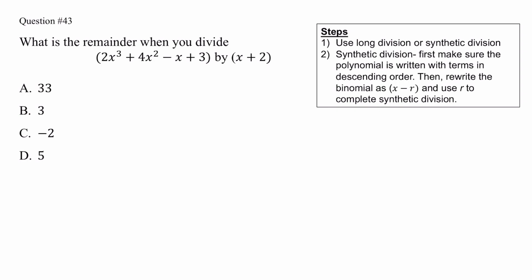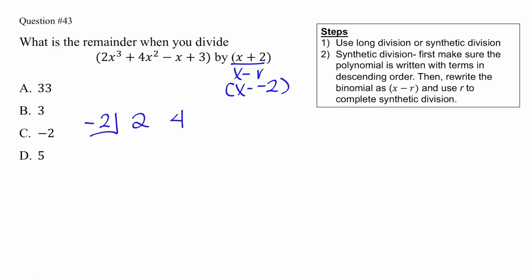So in this problem, it says, what is the remainder when you divide 2x cubed plus 4x squared minus x plus 3 by x plus 2? Okay, so I'm going to do synthetic division. So that's going to be an x minus r situation. So this is like x minus -2. So I'm going to put the -2 in the corner and then write out these coefficients.